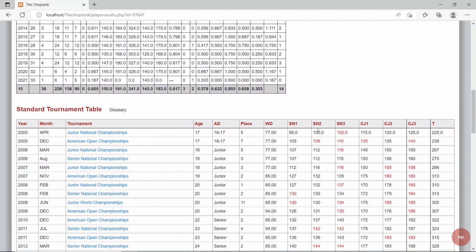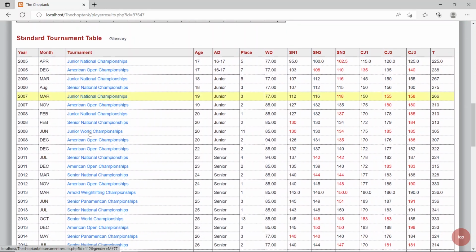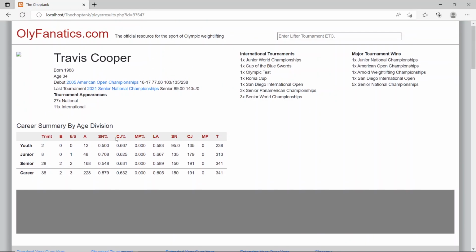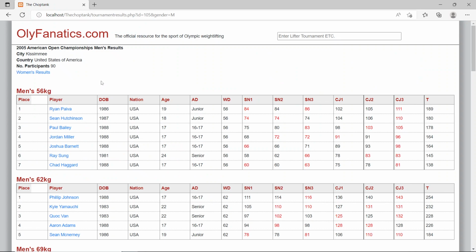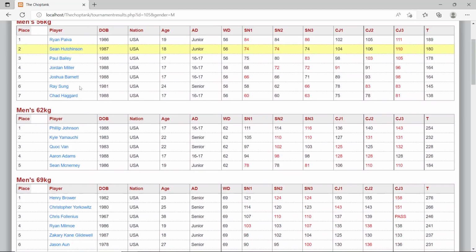Everything in the table and everything in the database is actually links, and links are always shown in blue. For example, if we wanted to go to the original debut tournament for Travis Cooper, which was the 2005 American Open Championships, we can simply click that link, and we are brought to the 2005 American Open Championships men's results. Every one of these athletes, we can click on them and get to a page similar to that of Travis Cooper.